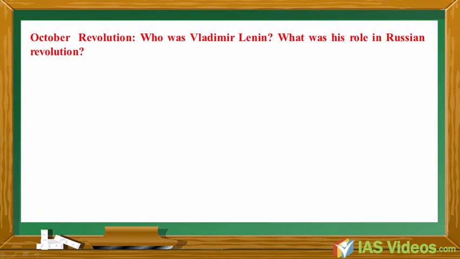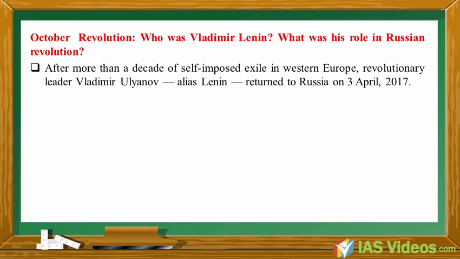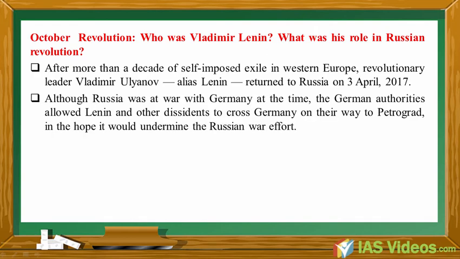October Revolution. Who was Vladimir Lenin? What was his role in the Russian Revolution? After more than a decade of self-imposed exile in Western Europe, revolutionary leader Vladimir Lenin returned to Russia on 3 April 1917. Although Russia was at war with Germany at the time, the German authorities allowed Lenin and other dissidents to cross Germany on their way to Petrograd, in the hope it would undermine the Russian war effort.